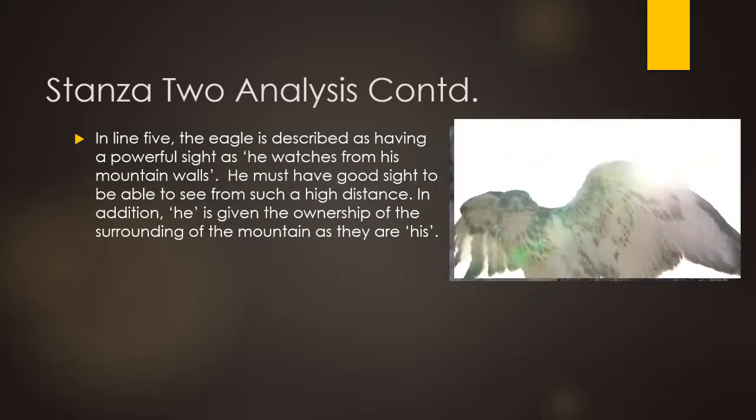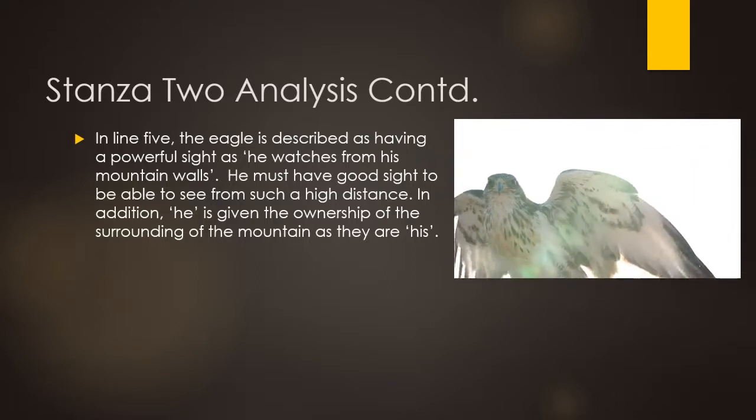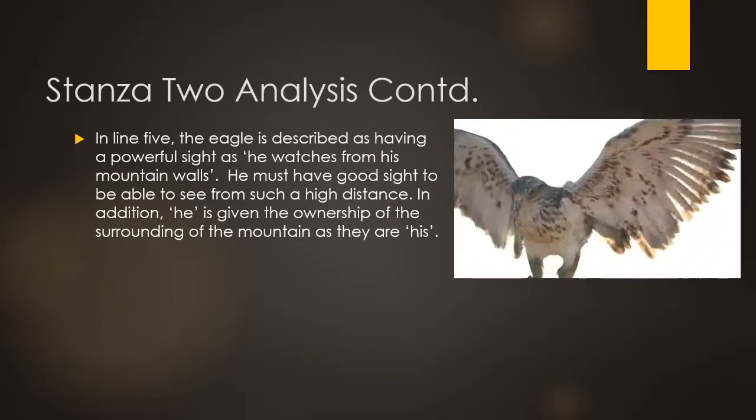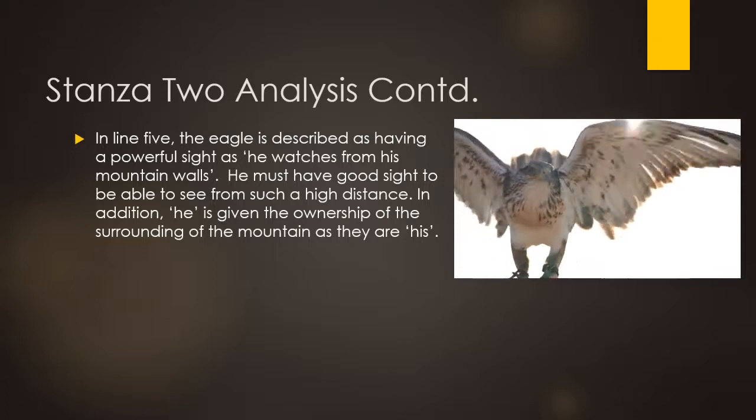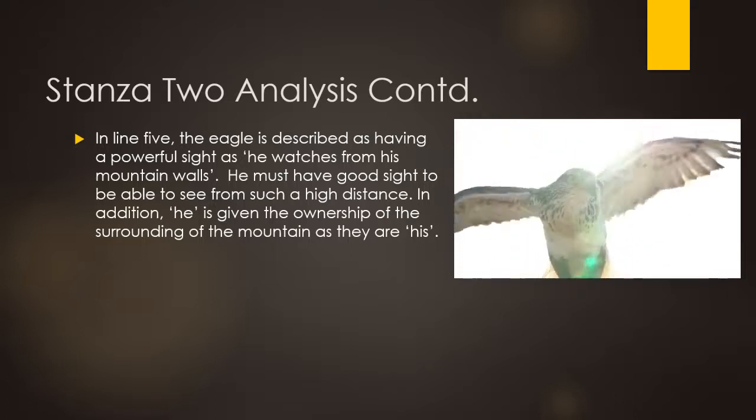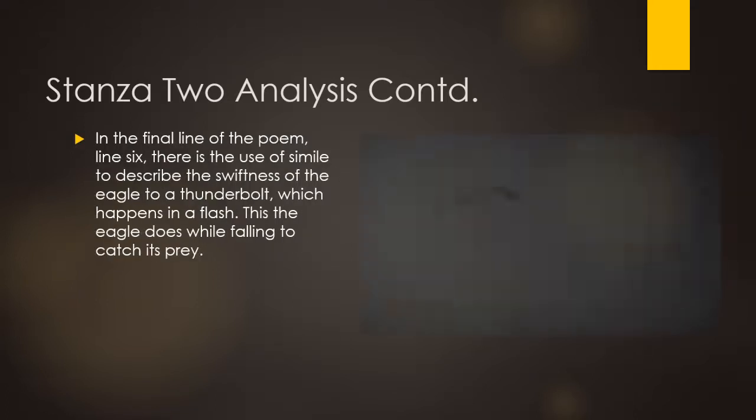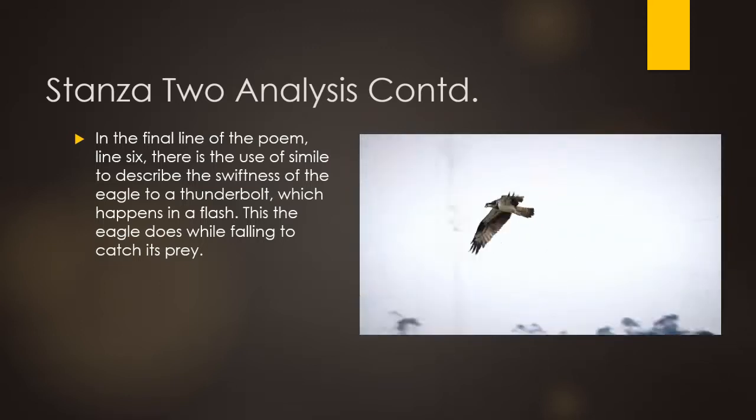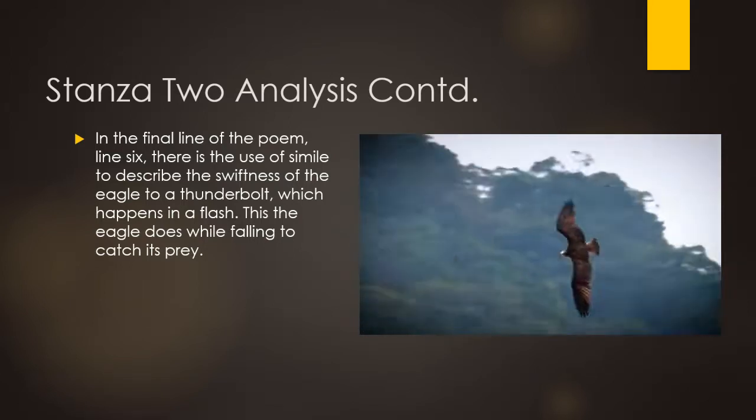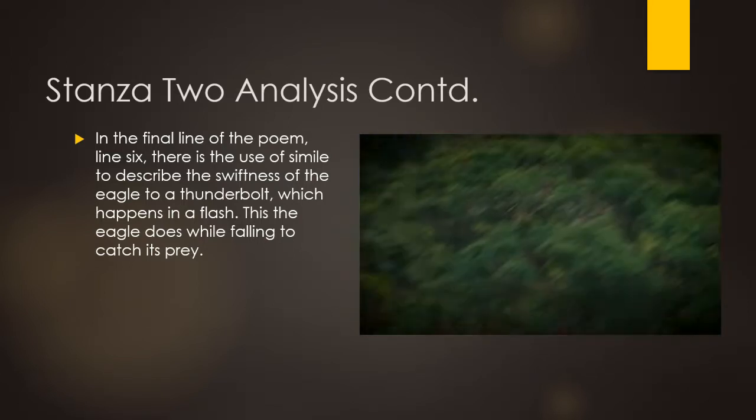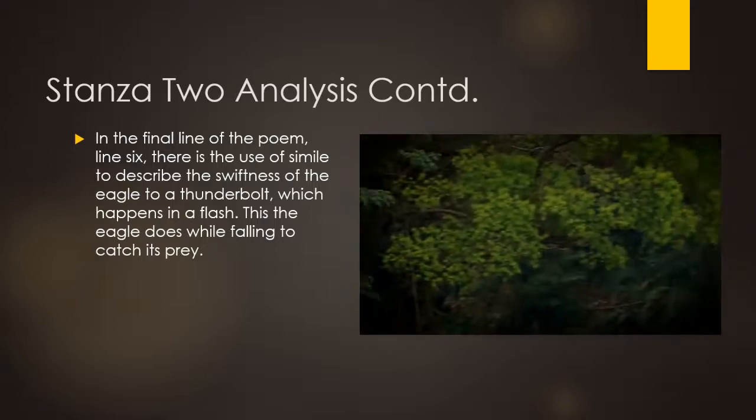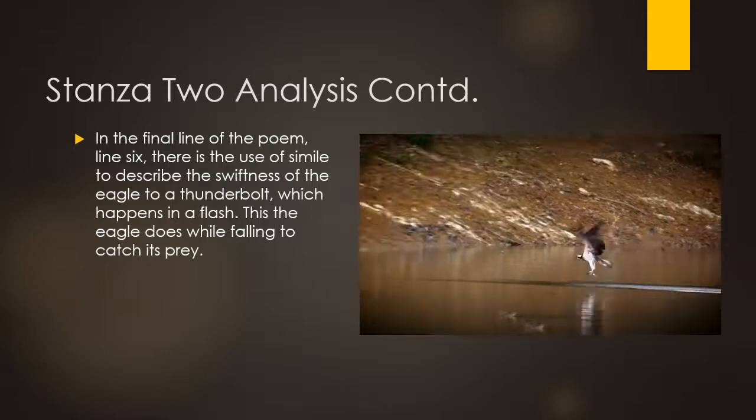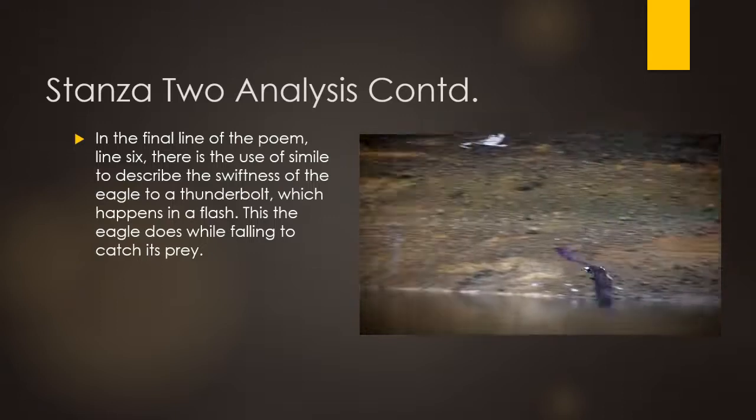The eagle owns that particular place he resides. And that is way above the earth, like in the higher heavens, close to the sun. In the final line of the poem, line 6, there is the use of simile to describe the swiftness of the eagle to a thunderbolt, which happens in a flash. This the eagle does while falling to catch its prey.